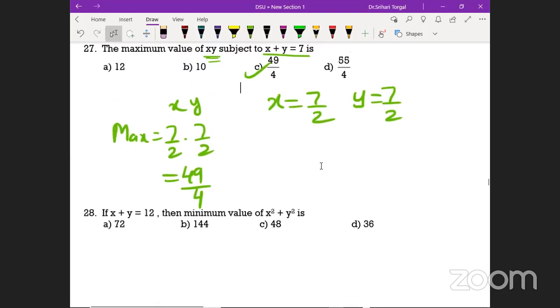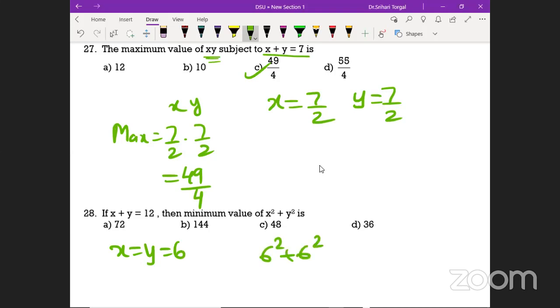Right? Let me move on to the next problem. Here also you have to take x and y equal to 6. What is that? 6 square plus 6 square. What is that? 36 plus 36. 72. Option A is the right answer. Whenever you get x plus y equal to 12, sum is equal to some constant, you have to take the half of it.